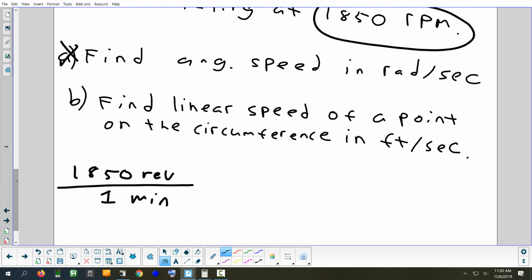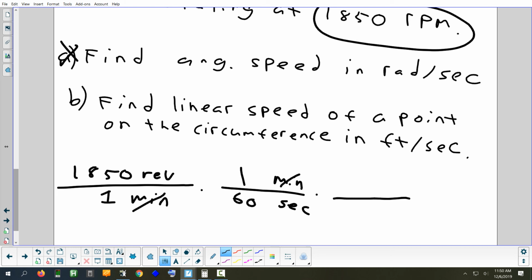Now they want seconds, so we can do the time unit quick. We'll get that out of the way. Minutes in the top, seconds in the bottom, 60 seconds in a minute. Okay, so we've got that part.